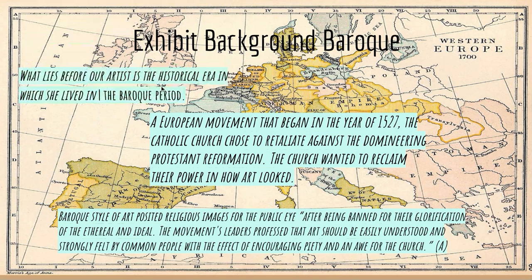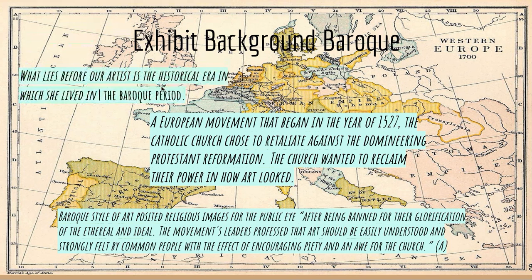The Baroque period of art was a European movement that began in the year of 1527, where the Catholic Church chose to retaliate against the domineering Protestant Reformation. The church wanted to what else? They wanted to reclaim their power and how art looked. Well, not just how art looked, but how they were seen throughout Europe.